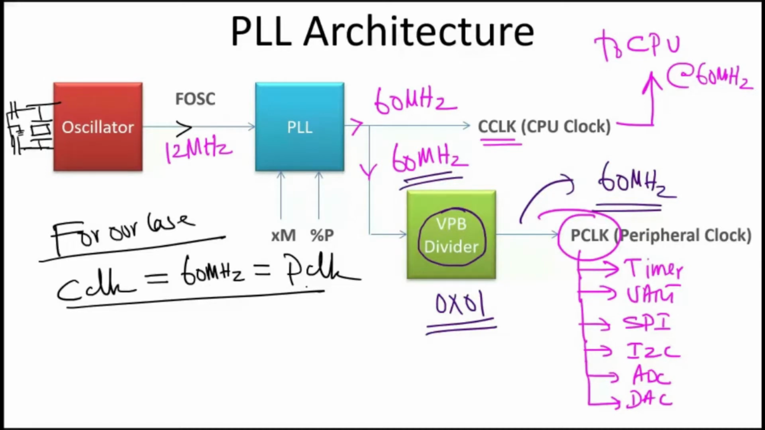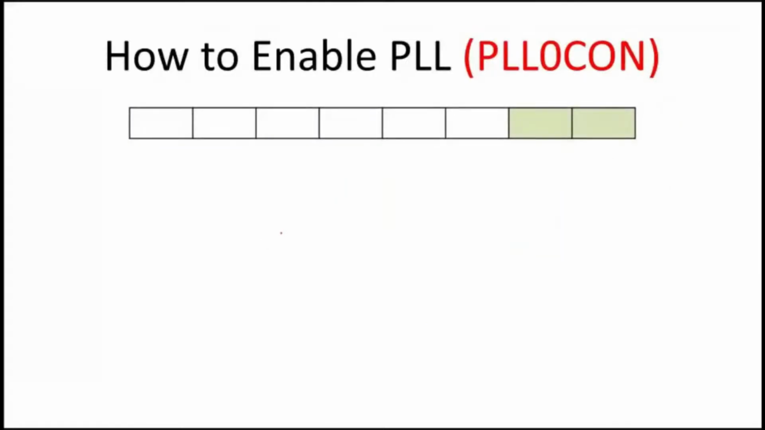Next comes the question of how to generate this 60 MHz clock from the 12 MHz input from the oscillator using the PLL. This PLL internally has a current controlled oscillator, and we have two factors, namely the multiplier factor and the divider factor, which are used by this PLL block to generate the 60 MHz output. Let us not get into the intricacies of the PLL. Let us see how to configure it.